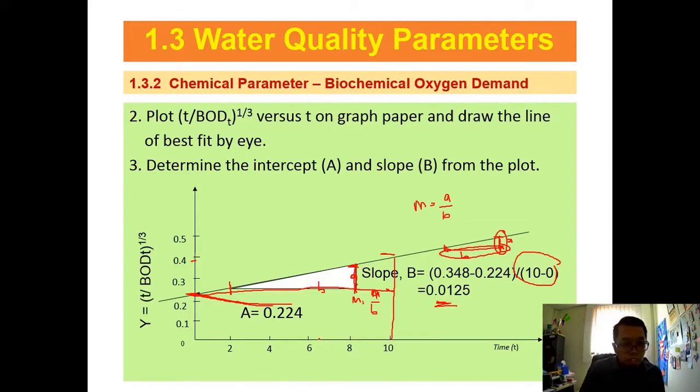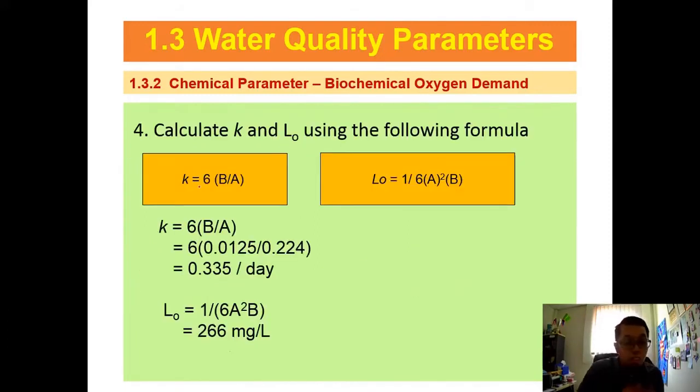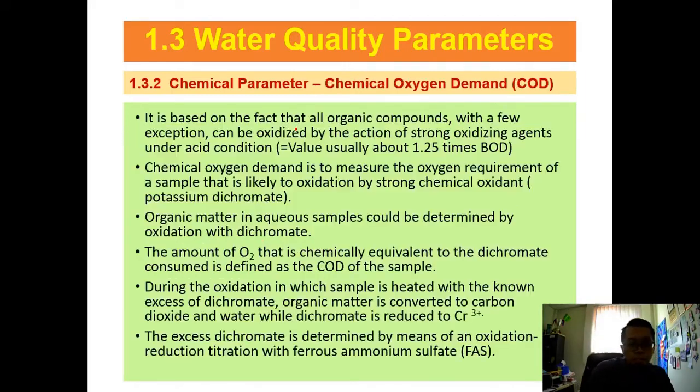So after you get the A and B values, then you substitute here. A and B you already know, so just multiply and then you can get K and L naught. So you can get L naught. This is the way how you can find the K and L naught. L naught is the ultimate BOD by using the graphical method.